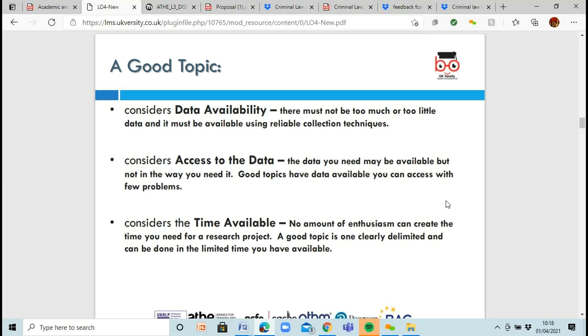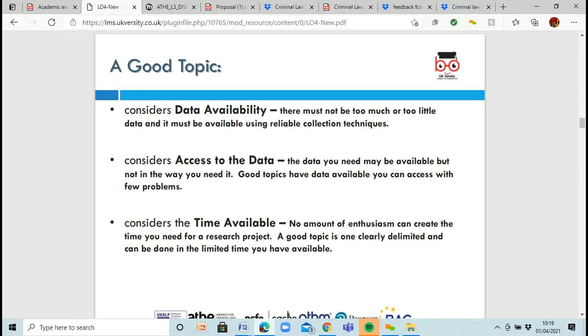So consider your access to the data. Do you have to go to the library and get books? Can you just go onto the internet? Are there any YouTube videos available? So good topics have a lot of data available across the internet, across newspapers and libraries. Now, to be honest, if you type anything on the search bar, something will come up. A lot of topics will come up.